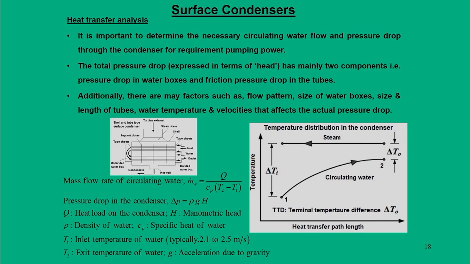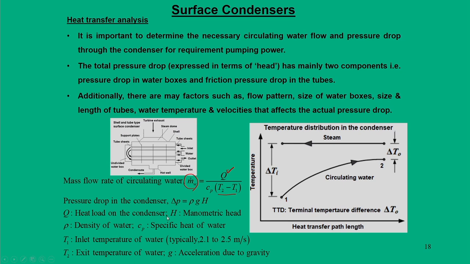Then moving further, the next part that we require is how much heat is being carried out by the water, and that is related to the condenser load, Q. We also require another important parameter, the mass flow rate of the circulating water. That is determined from the temperature differential that we are supposed to achieve, that is T2 minus T1, and from this we also have the condenser load Q.